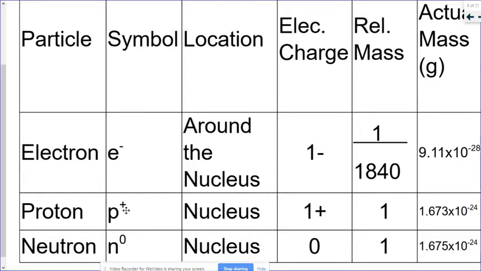Protons then are a plus superscript. They're found in the nucleus. They have a +1 charge. We give them a mass unit called 1 because this mass unit is so small, it's difficult to work with.